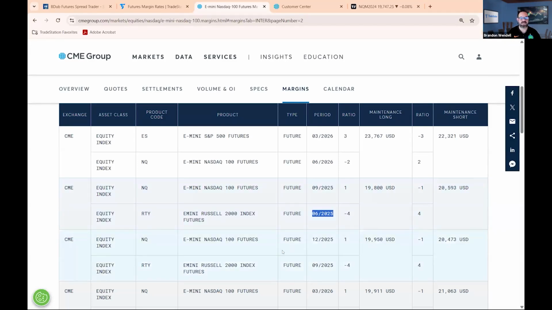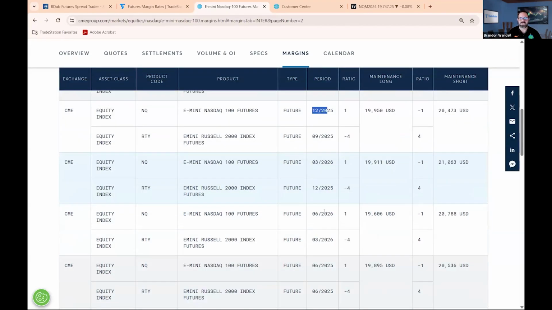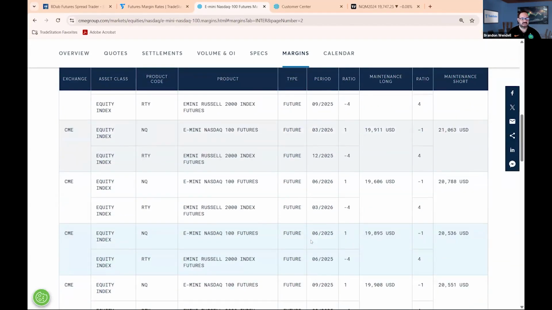You've got to find the right months and the right securities. So there is September versus December. I just simply find the ones I want to trade. And in this case, here we are, June versus June. I must do a 4-to-1 ratio, Russell versus NASDAQ, if I'm going to trade that. So what does that mean?